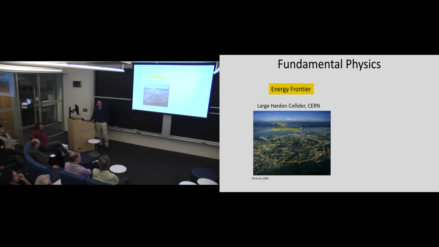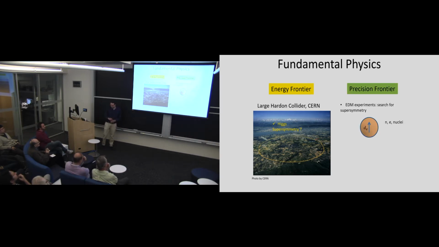But there's another frontier that one can think of that's not the so-called energy frontier, but rather the precision frontier, where the idea is to not use large machines like this, but rather to do very high precision measurements to look for physics beyond the standard model. One example of such an experiment would be to look for electric dipole moments of fundamental particles, for example, nucleons, electrons, or nuclei, neutrons. So the idea would be that by measuring and searching for these dipole moments, one can also look for high energy physics, for example, like supersymmetry.